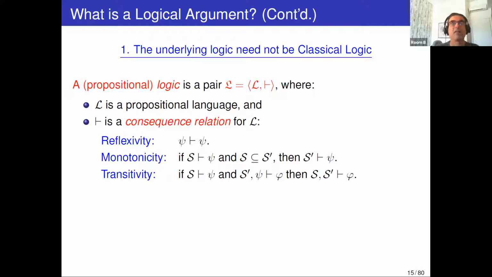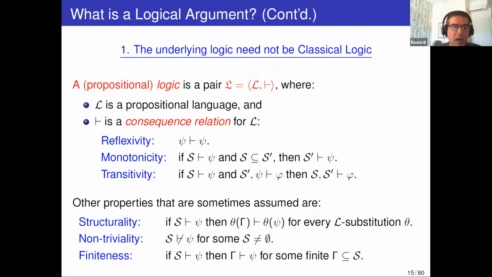So if we assume something, we should conclude it. Monotonic, so if we add some more assumptions, we can still infer the conclusion. Note that monotonicity is assumed only on the base logic. The entailment that is inferred by the abstract argumentation or the logical argumentation framework is not necessarily monotonic, but the base logic is always monotonic and transitive. So we can use some lemmas in order to infer some further consequences.